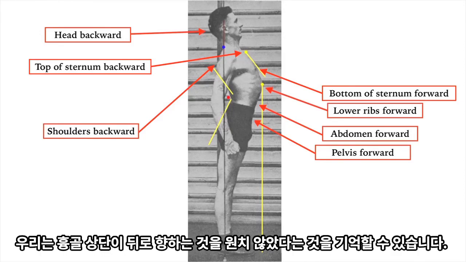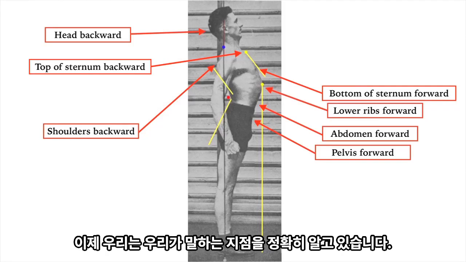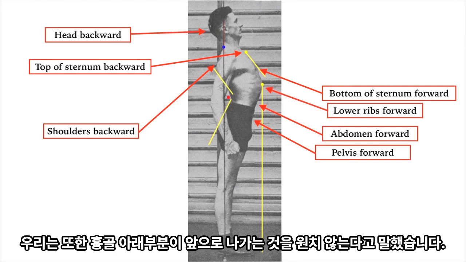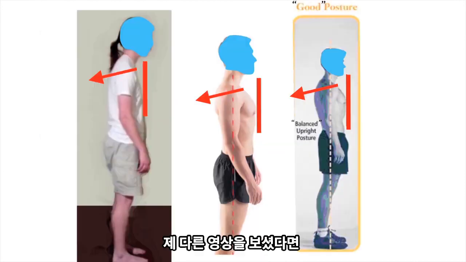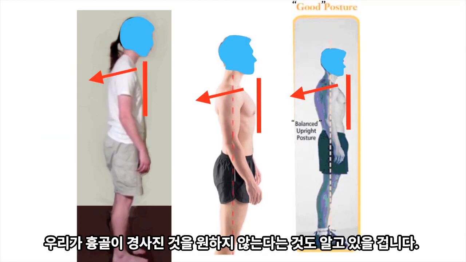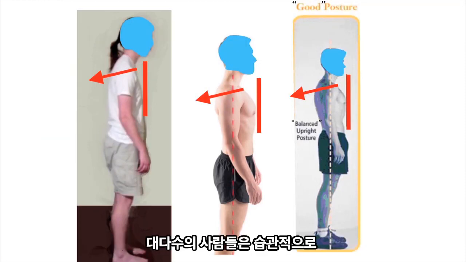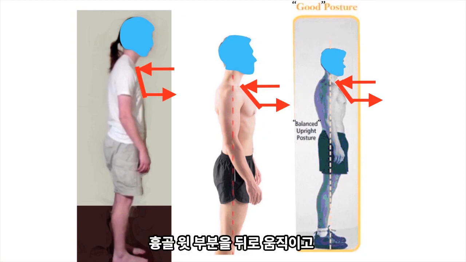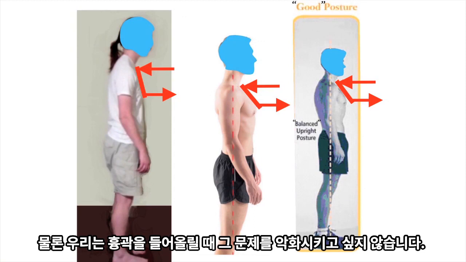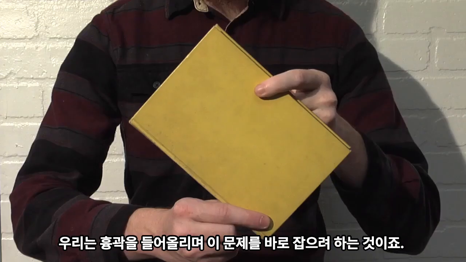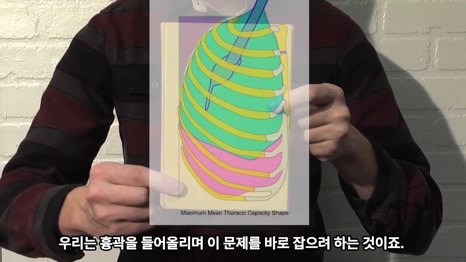If we return to the adjustment we looked at in the first video of this series of lifting the chest, we can recall that we did not want the top of the sternum to go back. Well, now we know exactly what spot we're talking about when we say that. We also said we did not want the bottom of the sternum to go forward. If you've watched some of my other videos, you know that we do not want the sternum to be angled, and most people habitually move the top of their sternum back and the bottom of their sternum forward. We, of course, do not want to make that problem worse while lifting the chest, and would prefer to correct that problem in the act of lifting the chest.